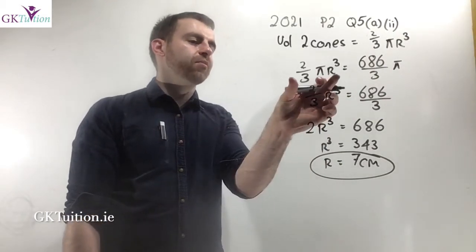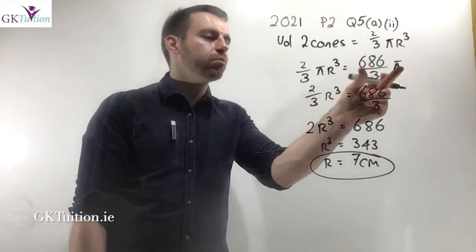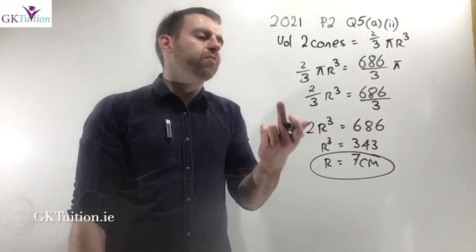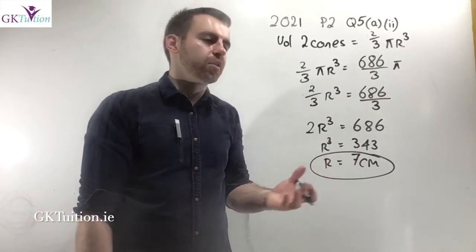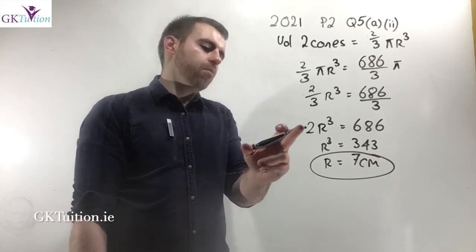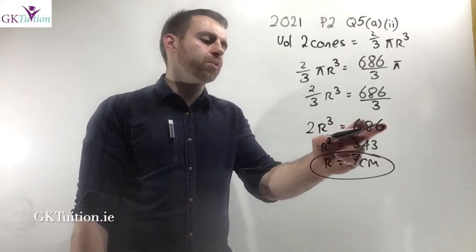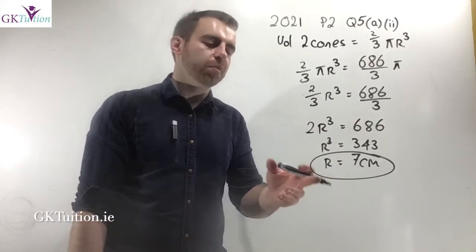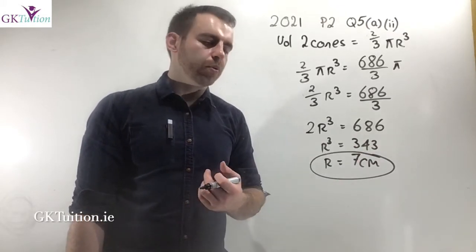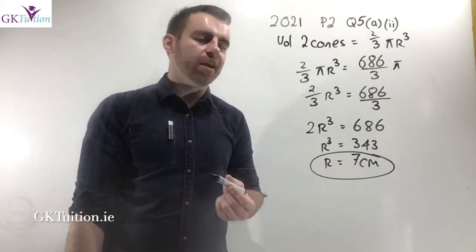We can let the volume we worked out in part 1 equal the volume we're given in part 2. The first thing I did was divide both sides by pi, so the pi's are gone. Then I multiplied both sides by 3 so that the fractions are gone. I'm left with 2 r cubed equals 686. Divide both sides by 2 and you get r cubed equals 343. And if you get the cube root of both sides, you end up with r is equal to 7 centimeters.